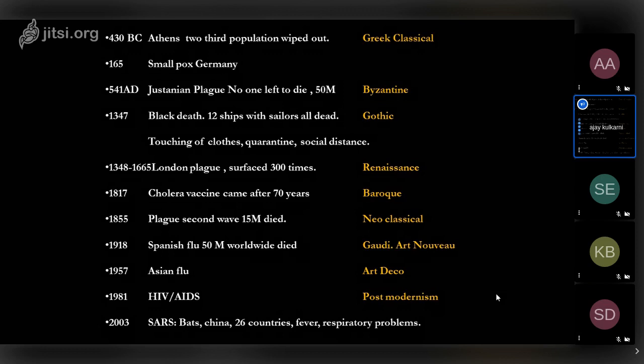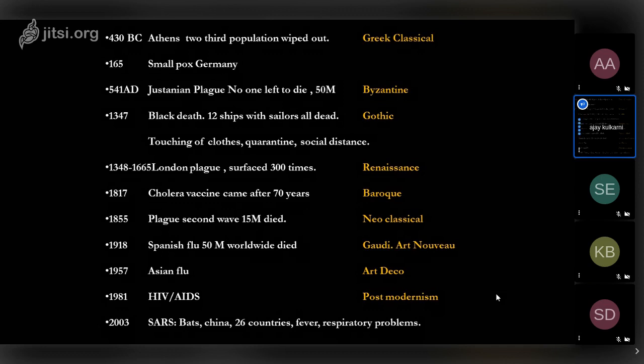The 14th century London plague appeared 300 times, 300 waves. The London cholera remained for 70 years. The Spanish flu, as we now hear, in 1918, wiped out 50 million people. Asian flu, HIV AIDS, these things we have known. 2003 is the latest, where it was caused by bats. It was found in China. 26 countries were affected. It caused fever and respiratory problems. So this was in the very recent past.